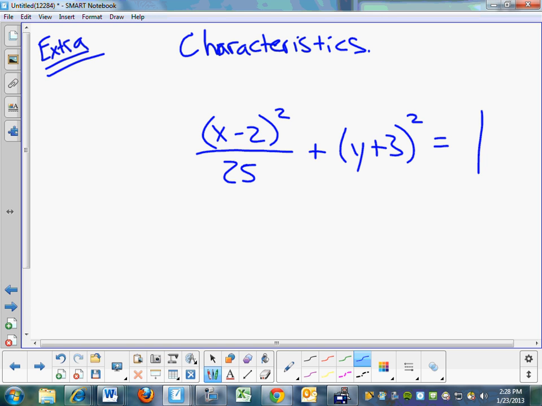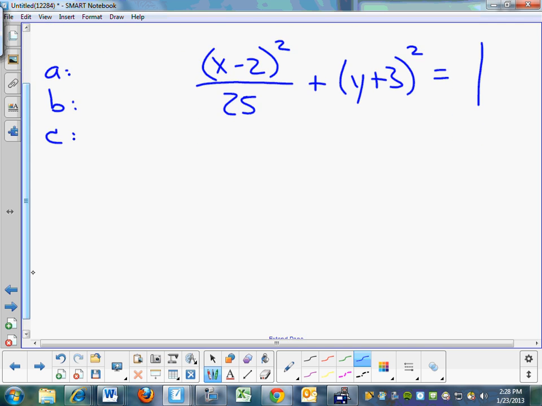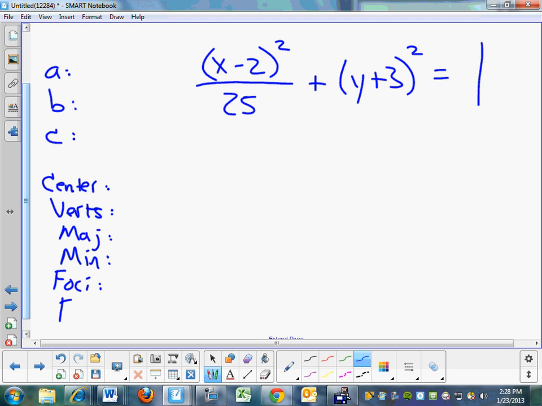And in order to do so, I'm really going to have to identify A, B, and C. Once I find those, I can then identify the center, the vertices, the major axis length, the minor axis length, the foci, and the eccentricity value. So those are all the characteristics that we're going to identify for an ellipse.